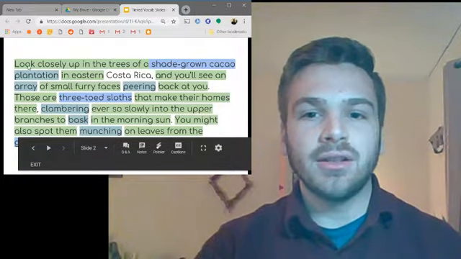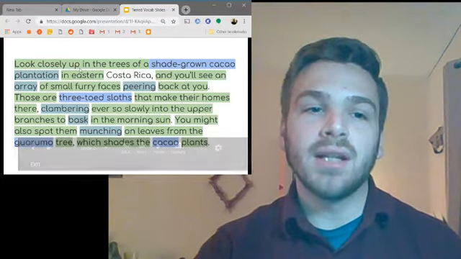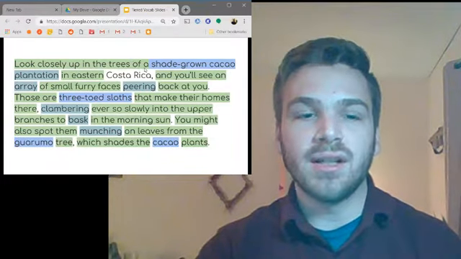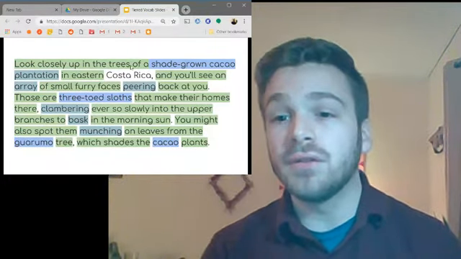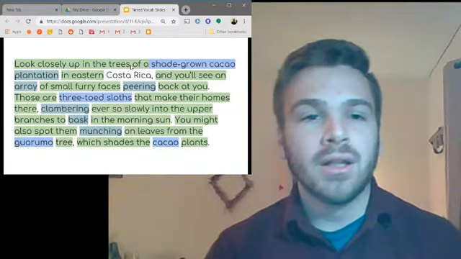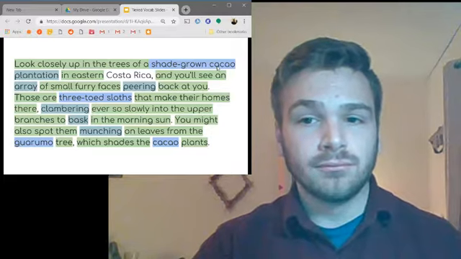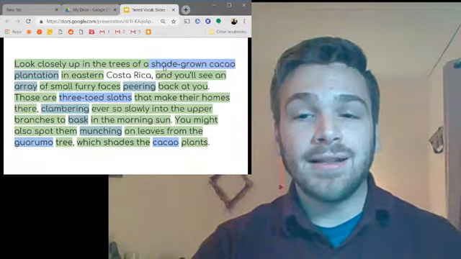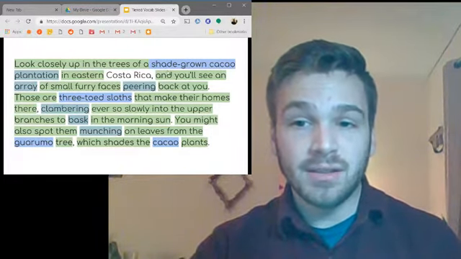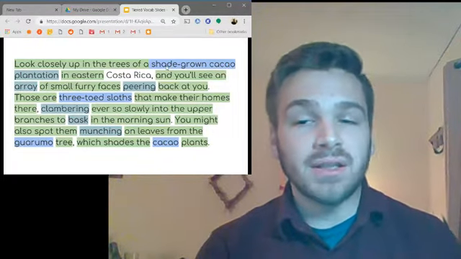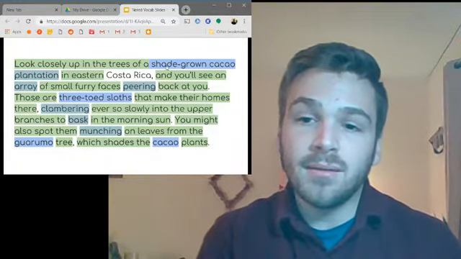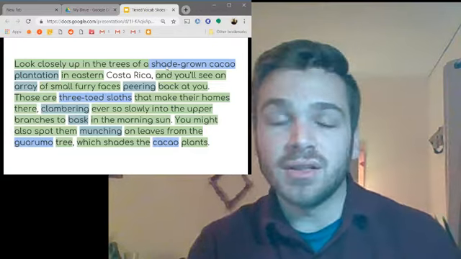So if you take a look through this paragraph, "look closely up in the trees of" - those are all spoken vocabulary words. "Shade-grown cacao." I highlighted that as Tier 3, content area specific, because I wouldn't expect to hear it in any other class than a science class, a biology class.